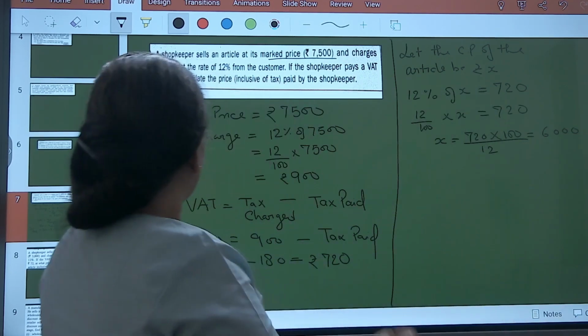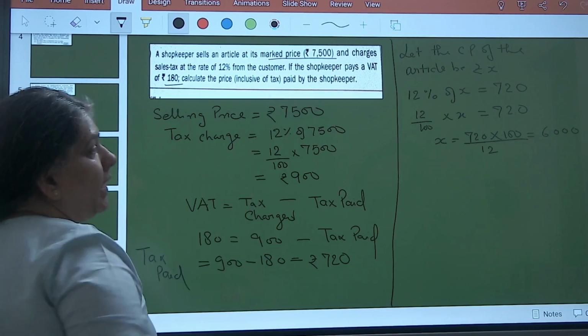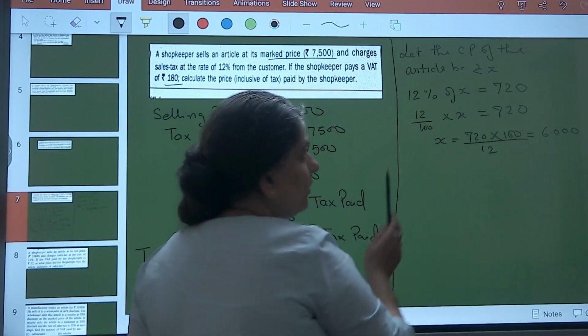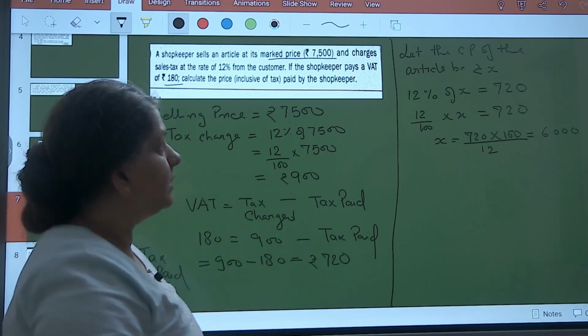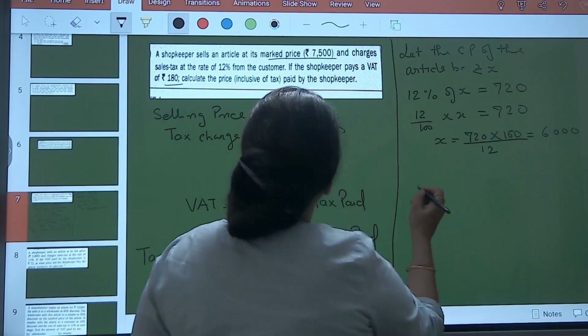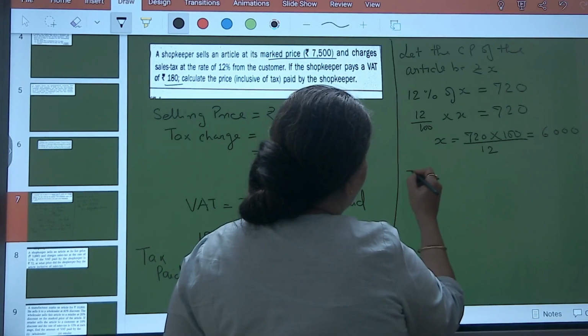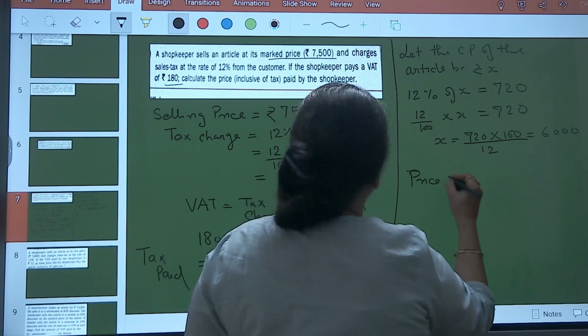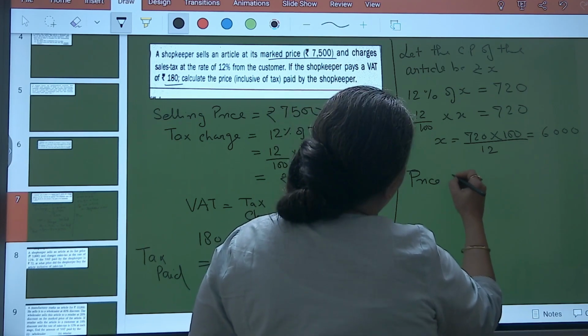Now it is asked to calculate the price paid by the shopkeeper. So he is paying 6,000 as the cost price plus the tax, that is 720. So the price inclusive of tax will be the price inclusive of tax.